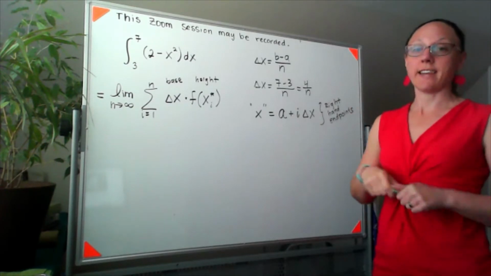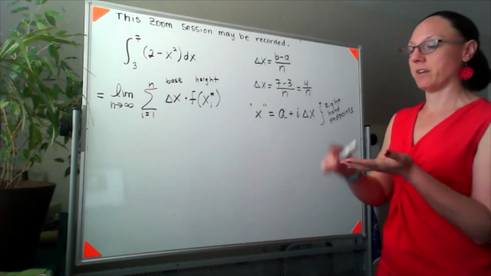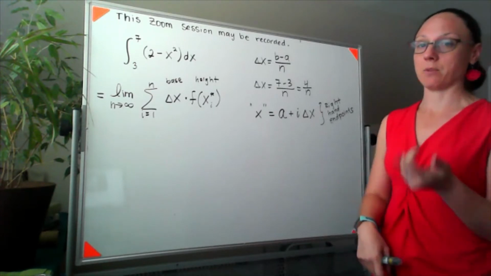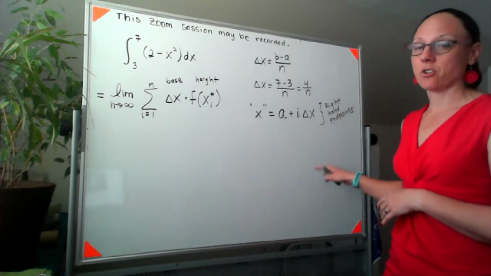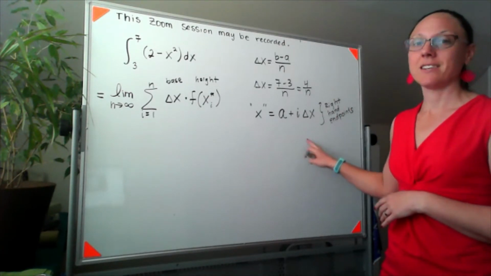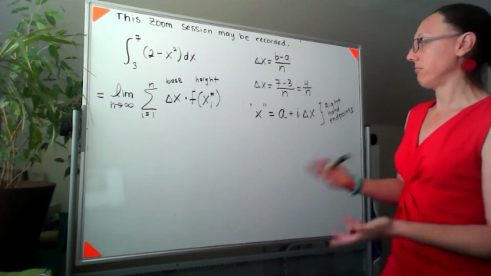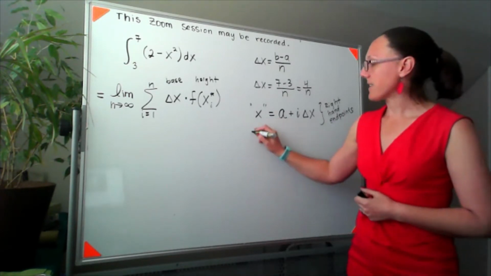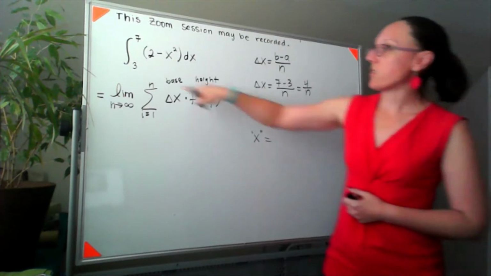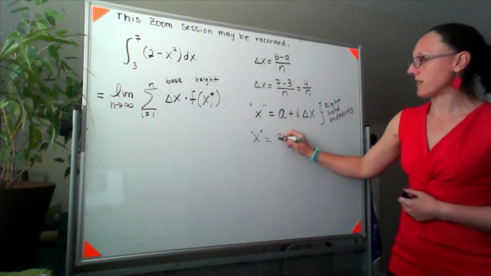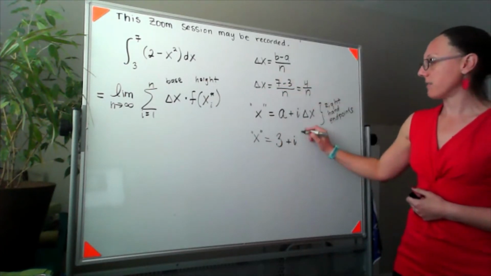If the question just asks us to write it as a Riemann sum, then we get the choice of left endpoints, right endpoints, midpoints, trapezoid rule, but right-hand endpoints make the algebra the simplest. So I always choose right-hand endpoints whenever I get the choice. That's going to mean that our x values, we're starting at 3, so that's 3 plus i delta x.